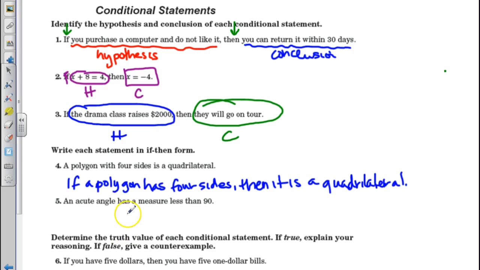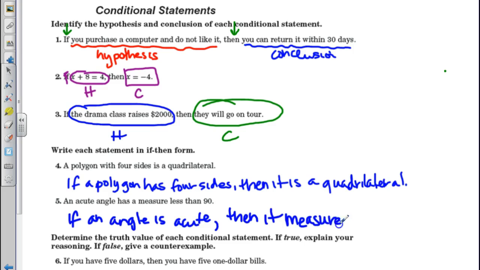All right, now that we're back, an acute angle has a measure less than 90 degrees. So my conditional statement, I want an if-then. If an angle is acute, then it measures less than 90 degrees. All right, nice job, guys.